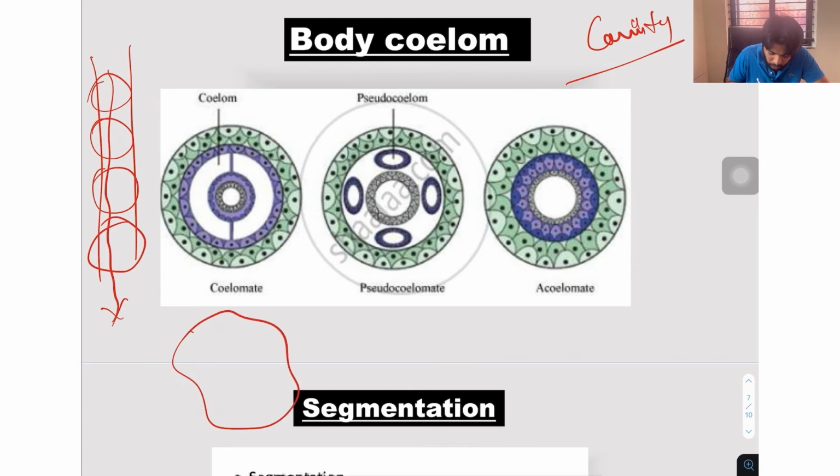Whereas in some organisms, this is just a body, here is a heart, and usually the heart pumps the blood, that's it.